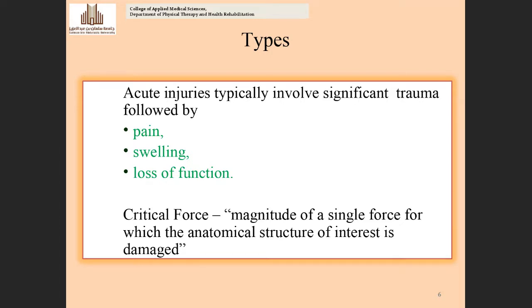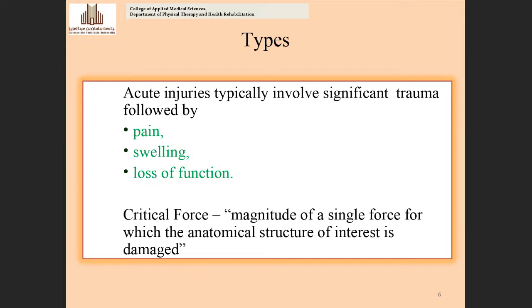So for example, if an athlete or a player experienced ankle sprain, so what happened? There is an injury to the lateral collateral ligament of the ankle joint, which may produce pain. And you find there is a swelling around the ankle joint, and the person is not able to do the movements. The movements means the person is not able to do the plantar flexion or dorsiflexion or any movements.